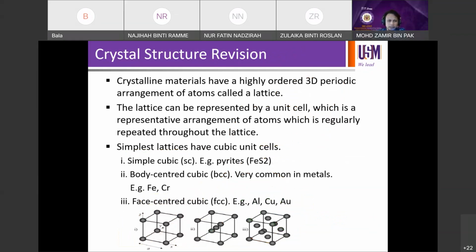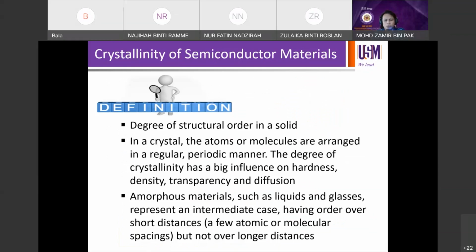So this is the simple lattice with a cubic unit cell, right? You have learned about FCC, BCC. I don't want to go through this. So when you use semiconductor materials, it doesn't matter whether you're using silicon or germanium or zinc oxide or lead sulfide or indium nitride or whatever that you've mentioned now, these semiconductor materials have their own crystallinity. So what is crystallinity?